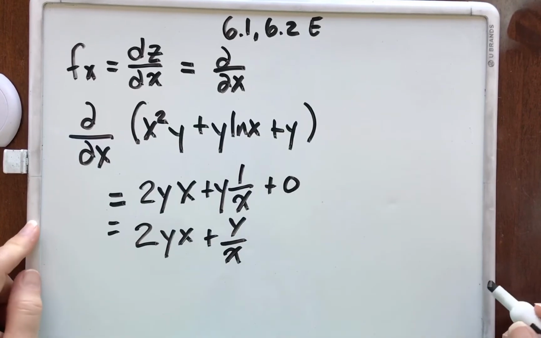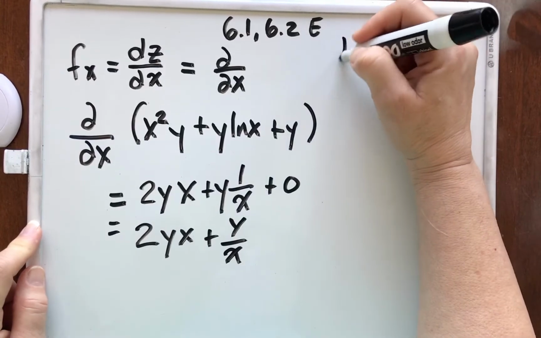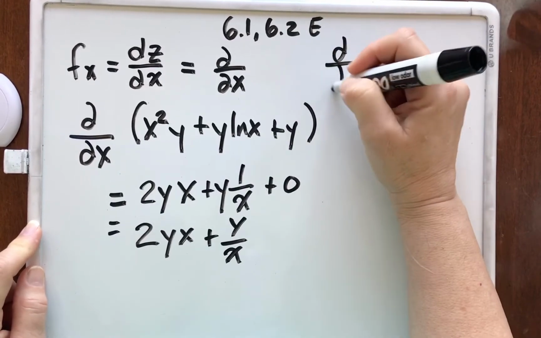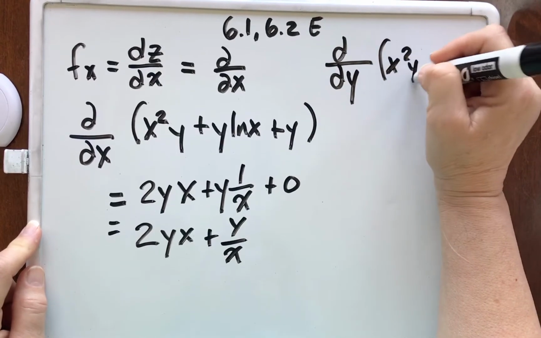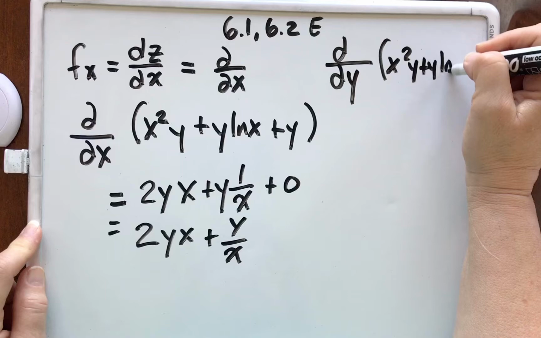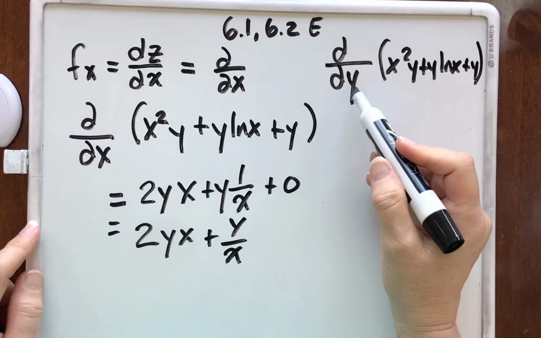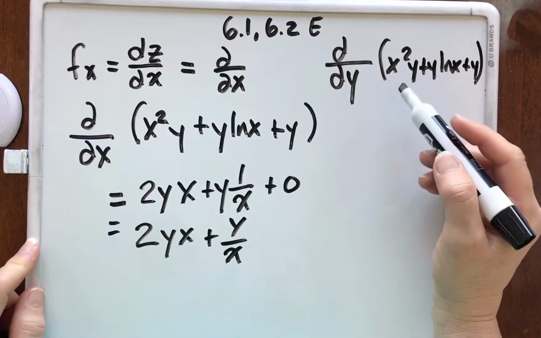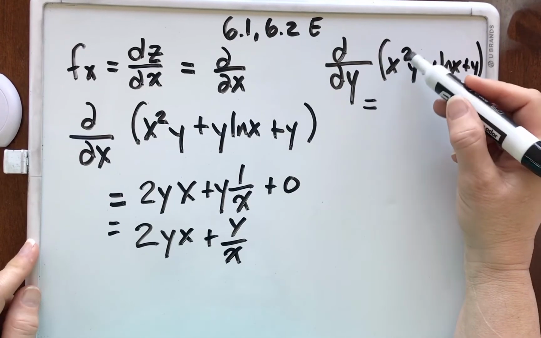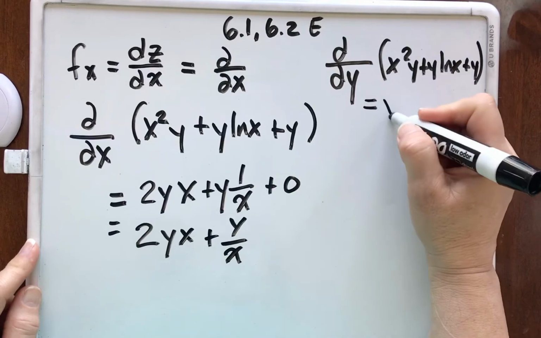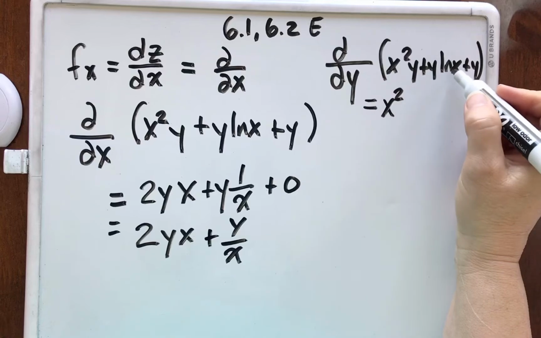Okay, let's do the same thing now, but we're going to take the partial with respect to y of x squared y plus y ln x plus y. Now y is the variable and x is the constant. If x is the constant here and we take the derivative, we're just left with x squared.